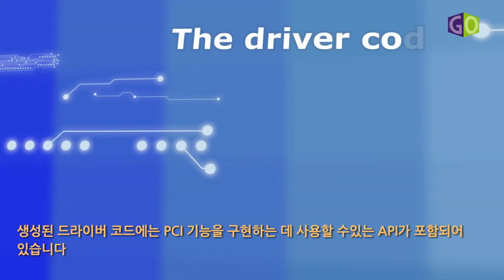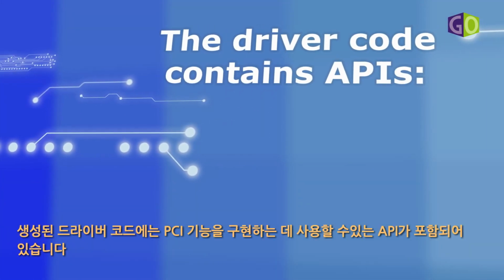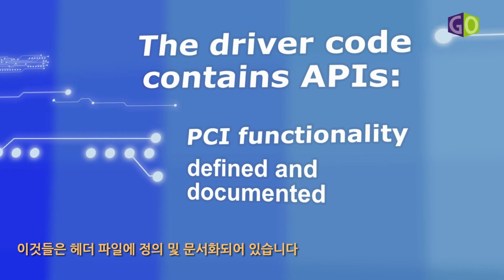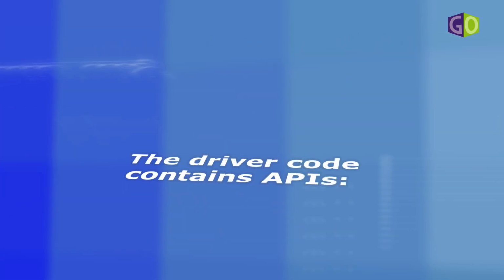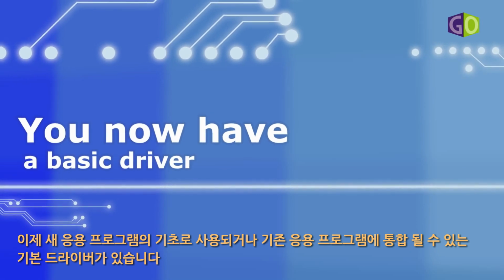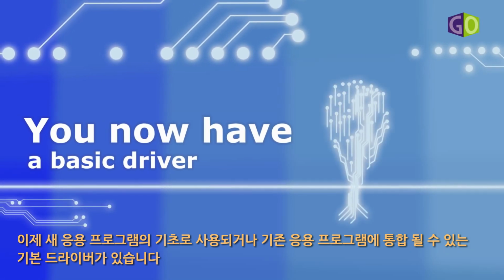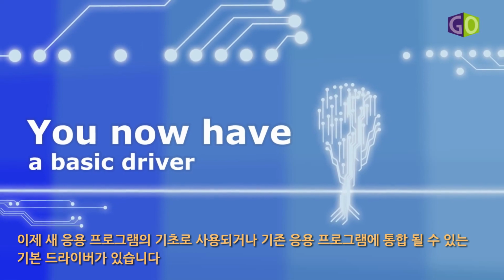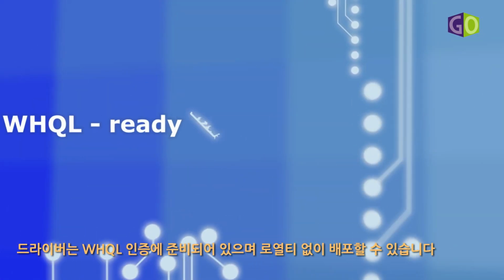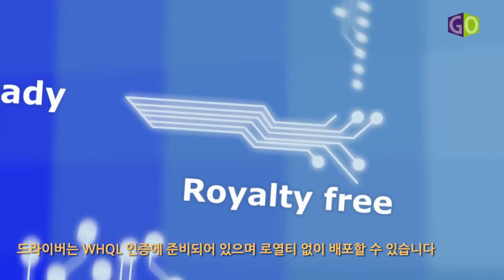The driver code that has been generated contains APIs that can be used to implement the PCI functionality. These are defined and documented in the header file. You now have a basic driver which can be used as a foundation for a new application or integrated into an existing one. The driver is WHQL ready and can be distributed royalty-free.